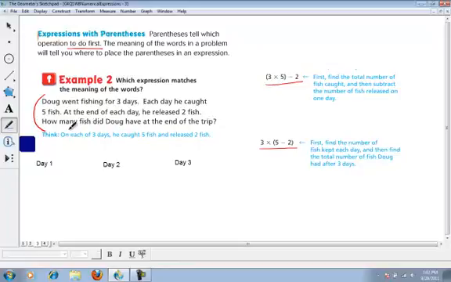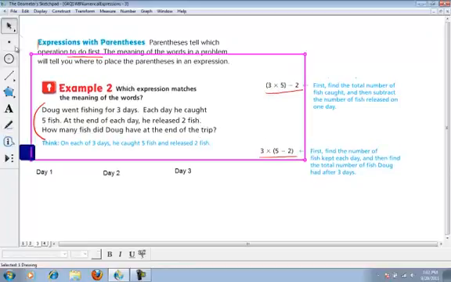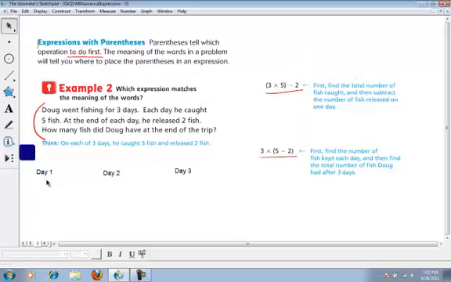Well, here's what we want to think. On each of the 3 days he caught 5 fish and released 2 fish. So let's take a look at this. I'm going to model this problem with tiles. Here's day 1. Each day he caught 5 fish. So on day 1 he caught 1, 2, 3, 4, 5 fish. And he released 2 of them, which means he threw them back.